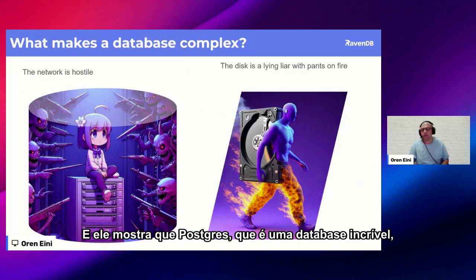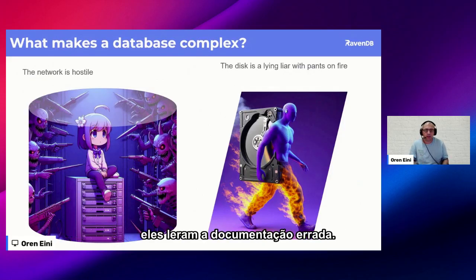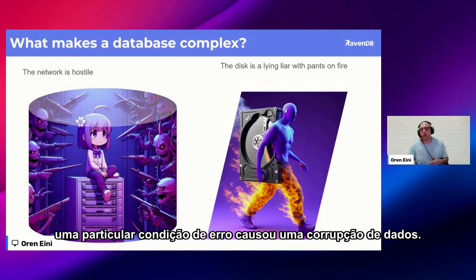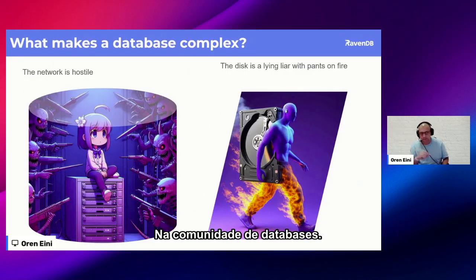And it turns out that Postgres, which is an amazing database, has a huge community, a huge amount of trust and practical experience. They read the documentation wrong. And for the duration of Postgres, a particular error condition would cause data corruption. If you really care about it, go read about fsyncgate. That was a huge mess at the time in the database community.